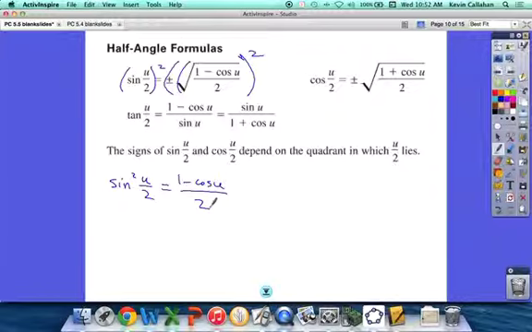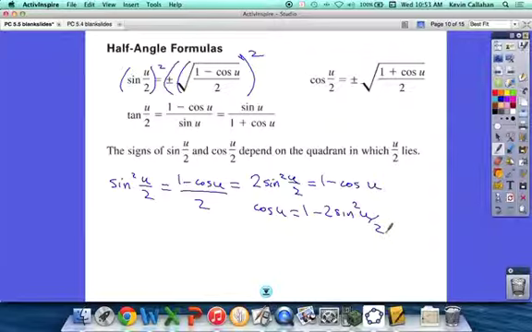So I am going to solve for the cosine of u. Multiply by 2. Two sine squared u over 2 equals 1 minus cosine of u. And then I'll subtract 1, multiply by negative 1, however you want to do it. This says the cosine of u equals 1 minus 2 sine squared of u over 2.